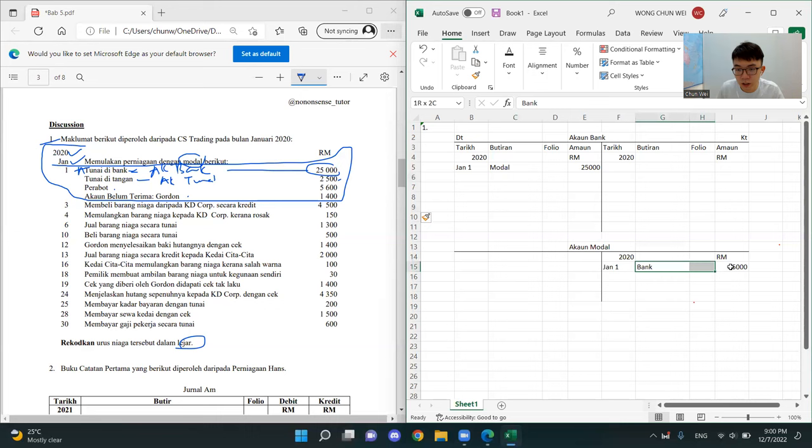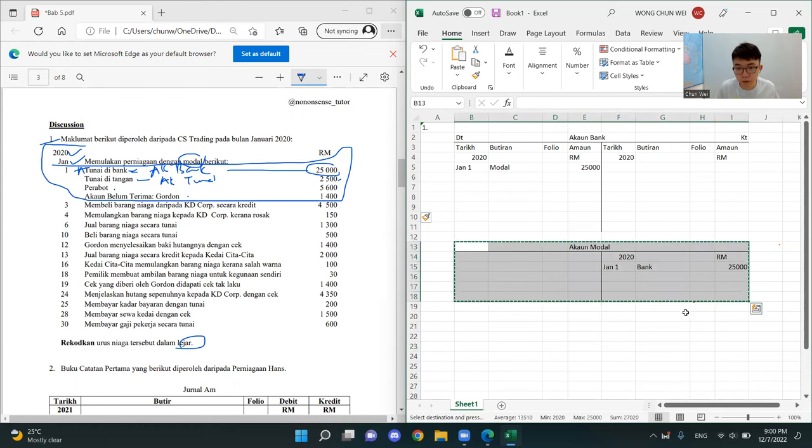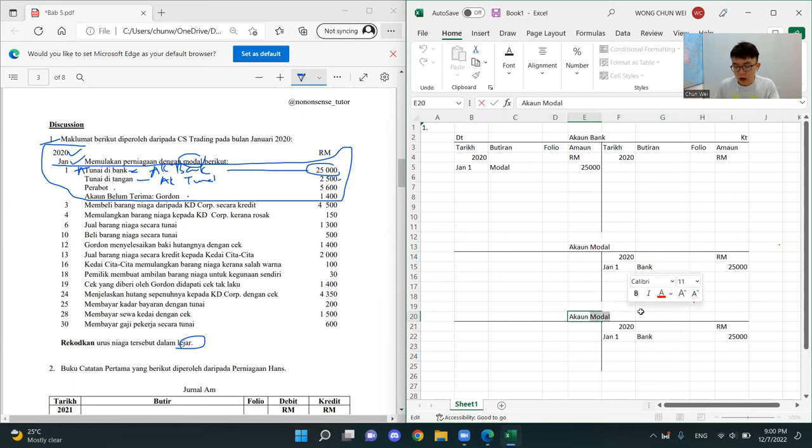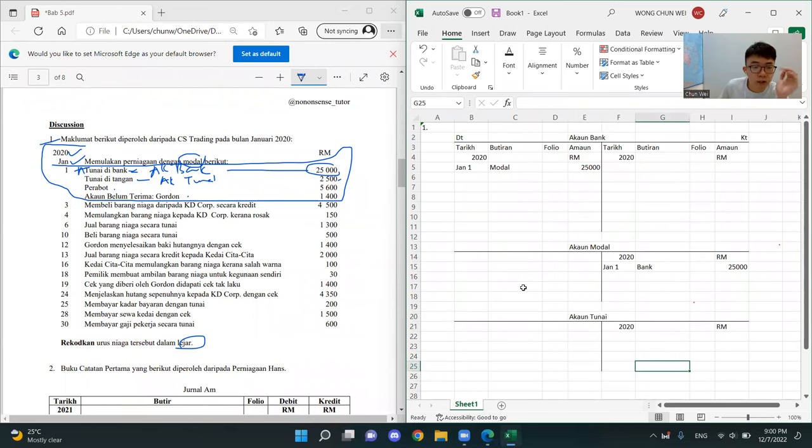And then for modal, after this one, then you skip like 1, 2, 3, 4, 5, 6, 7. If you want to, okay, then you do the same thing for this one. So here now I need to open an account. Next one, 29. Right, tunai ditangan is account tunai. So you open account tunai. Okay, so for this account tunai, same thing. Account tunai is an asset. Asset means debit.